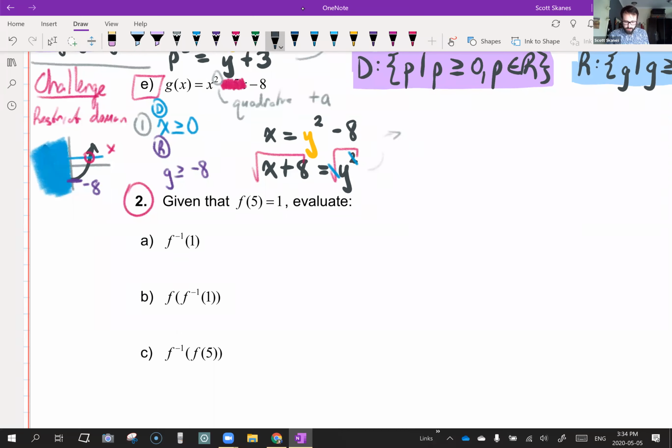And what am I left with? I'm left with y equals the positive square root of x plus 8. Not plus or minus, the positive square root, because that looks like this. Like the previous question, it looks like this sideways curve thing. You don't really need to know what it looks like. What am I missing here in my final answer?